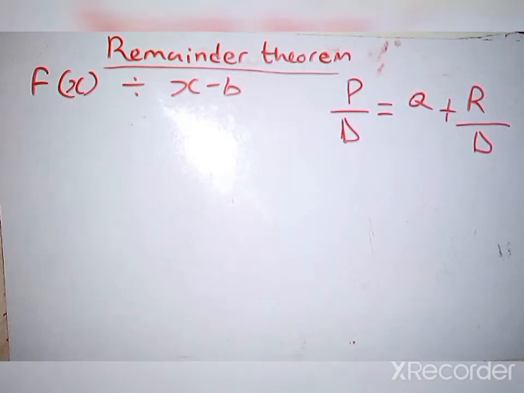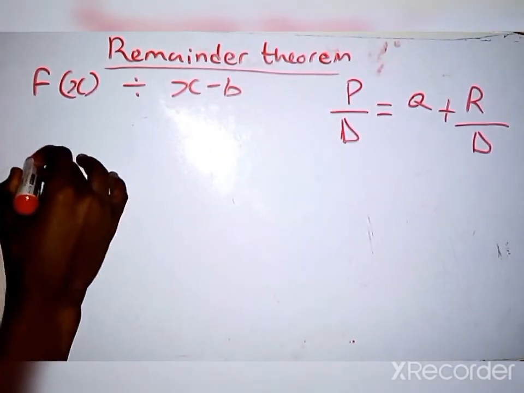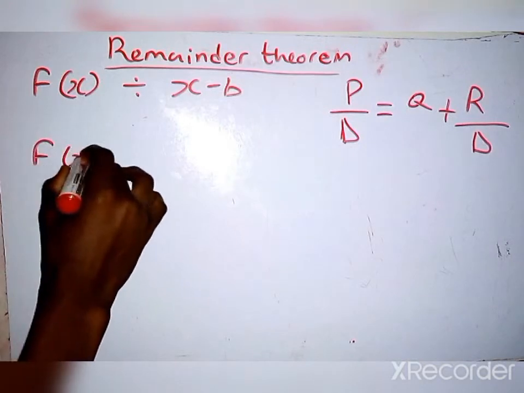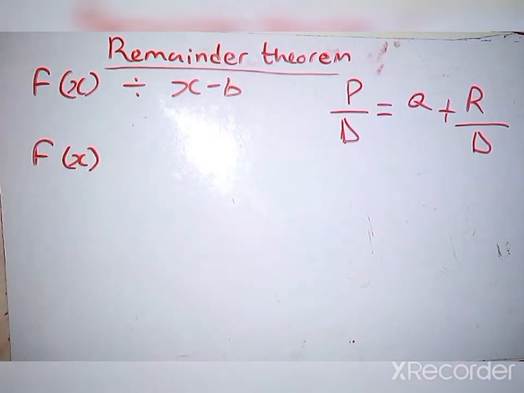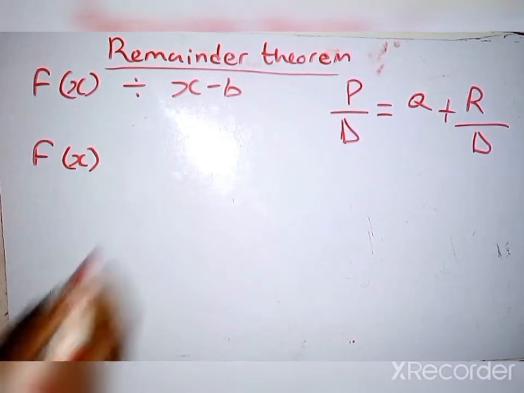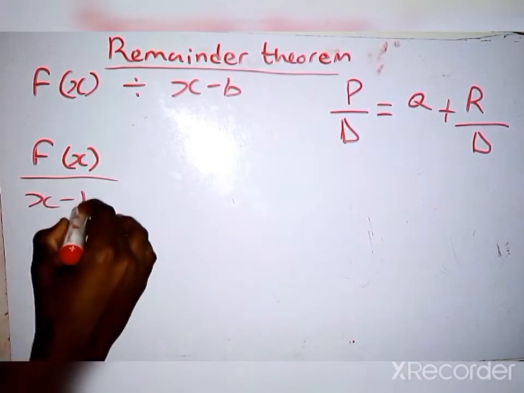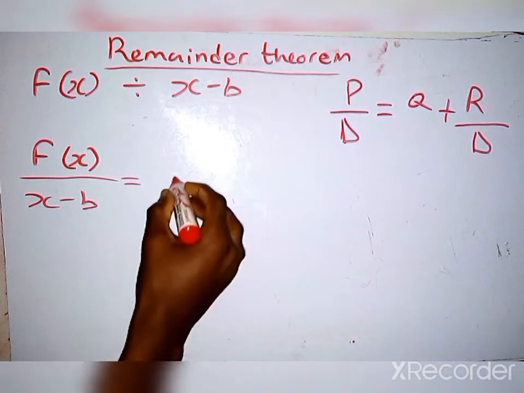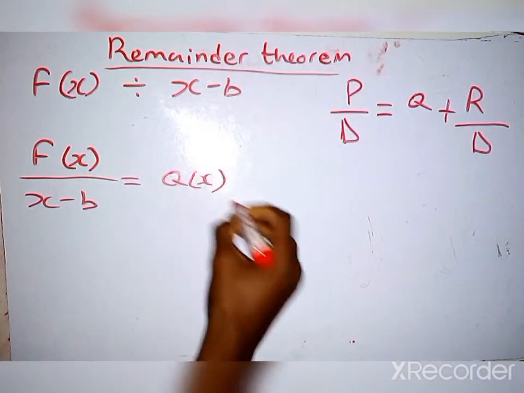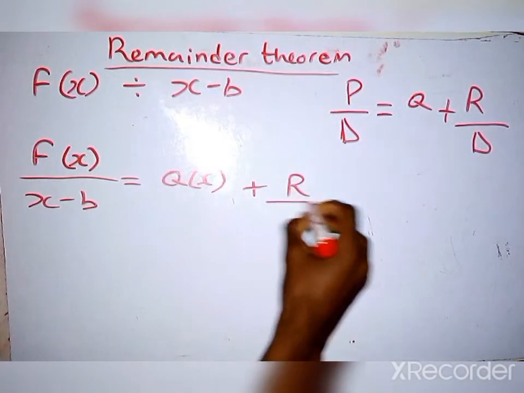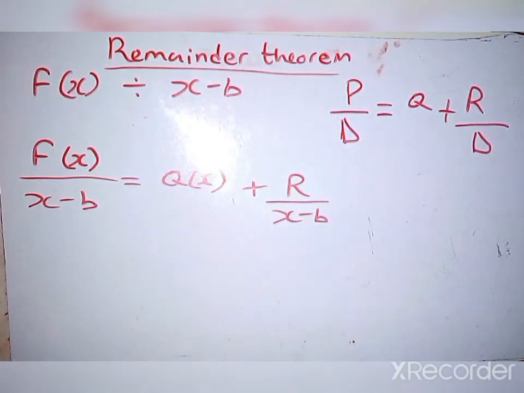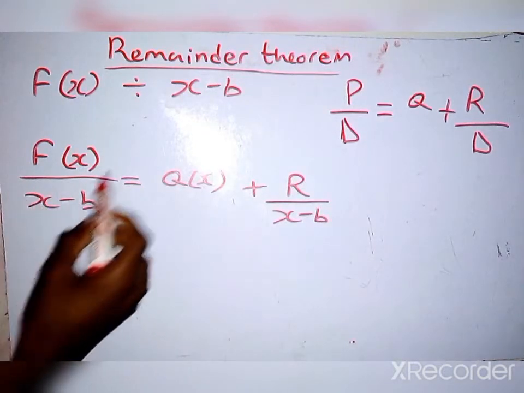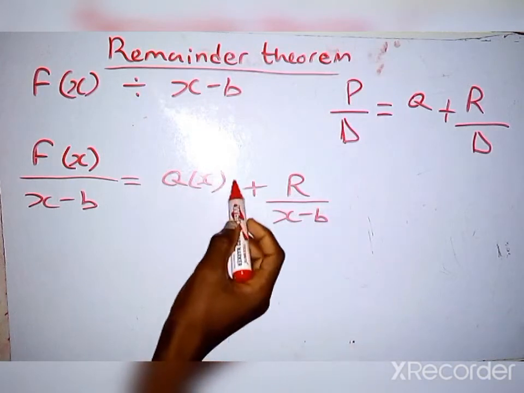So from this, let's say our polynomial is f of x. We divide it by x minus b, and it will be equal to our quotient Q of x plus our remainder R over x minus b. Multiplying through, the x minus b cancels on the quotient term, but it will not cancel on the remainder.